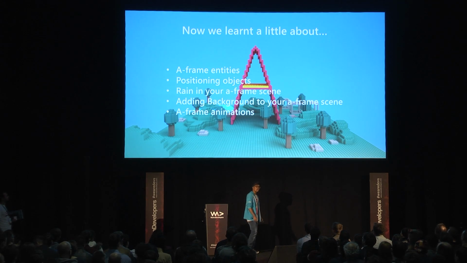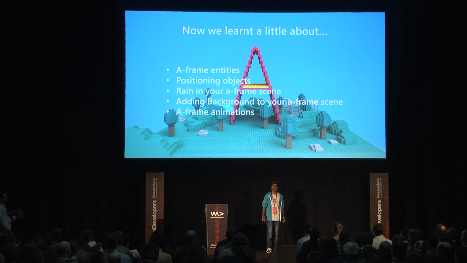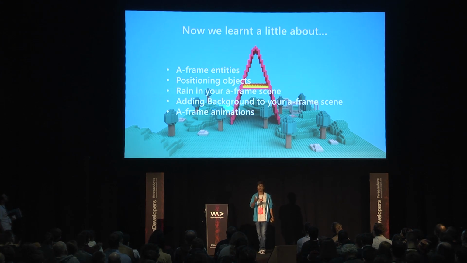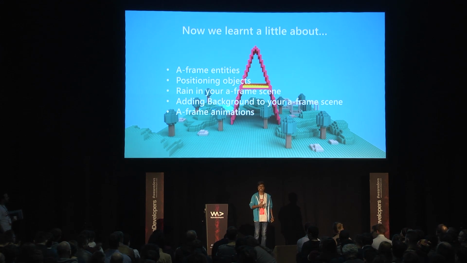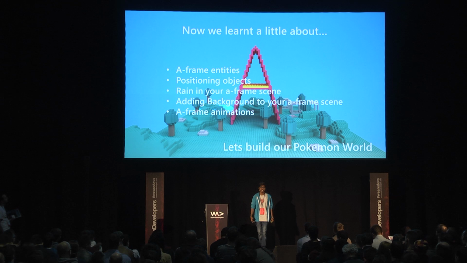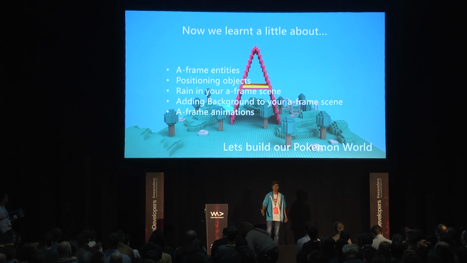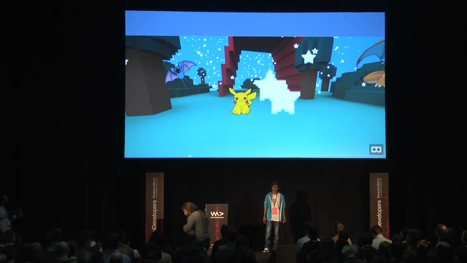Now, in just this little amount of time we learned about A-frame entities. We learned about positioning objects around the X, Y, and Z axis. And then we added a rain effect to our scene, and a background color with the a-sky. And we learned about A-frame animation. Now we have already learned most of the things which we need to build our Pokemon world. So yeah, this is what I built.